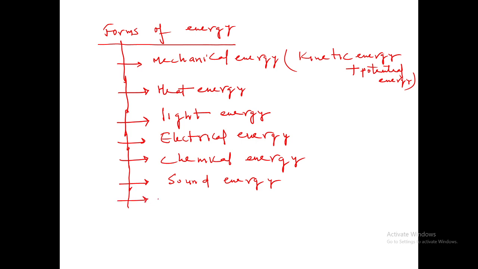Next one is magnetic energy. Magnetic energy. A magnet can attract iron filings or pins toward it and hence it possesses magnetic energy.